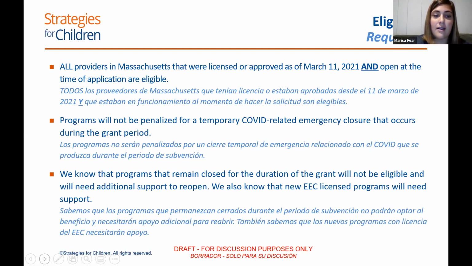So we know that the programs that will decide to remain closed for the duration of the grant will not be eligible for this bucket of funding, and that they will need additional support to reopen in the future.